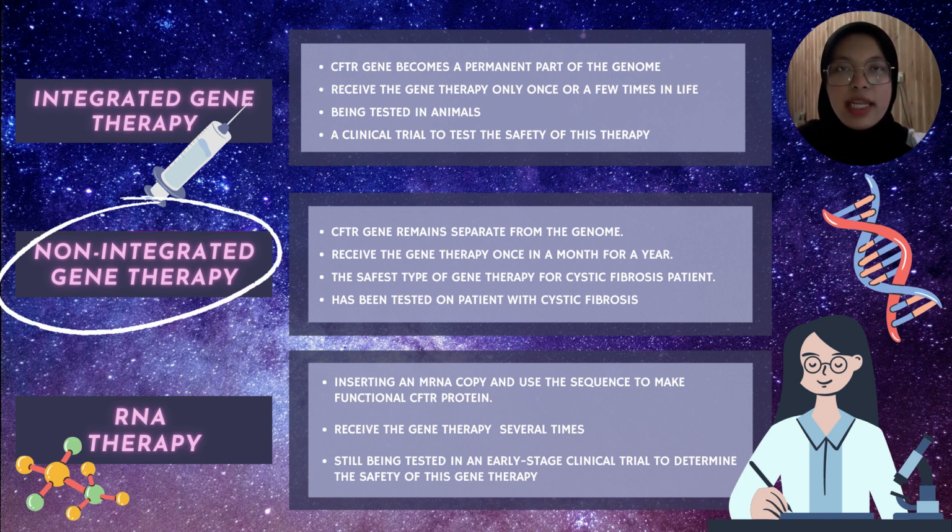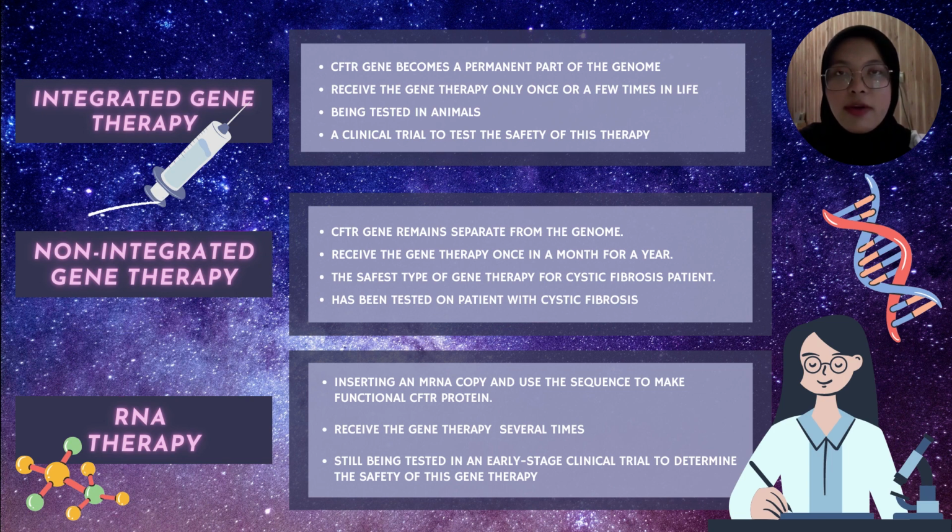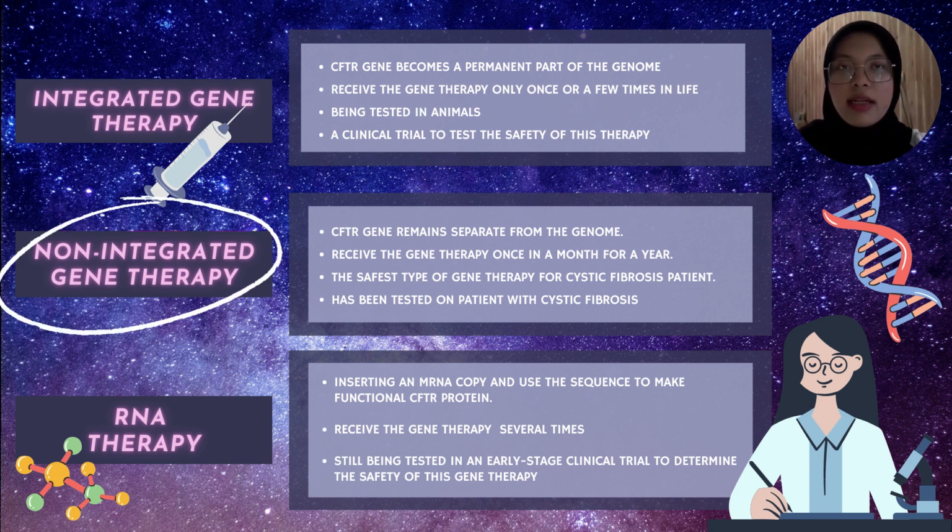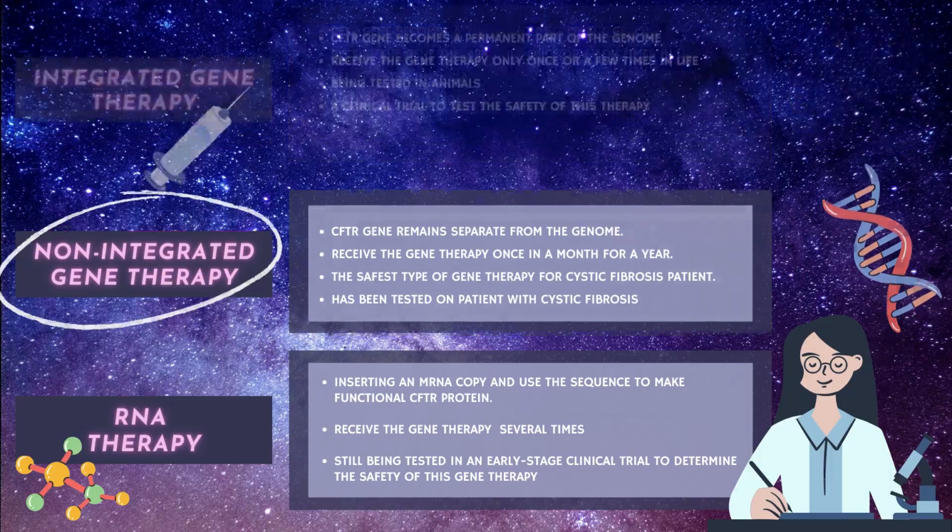RNA therapy is where an mRNA is inserted directly into the cell and the sequence is used to make functional CFTR protein. The patient will receive the treatment several times. A potential RNA therapy for cystic fibrosis is being tested in an early stage clinical trial to determine its safety.